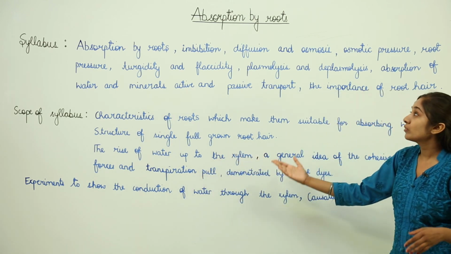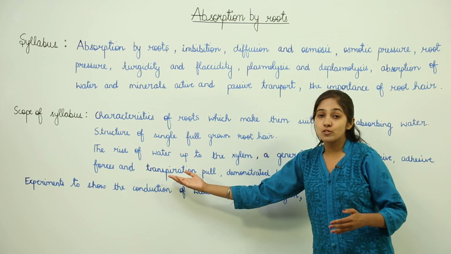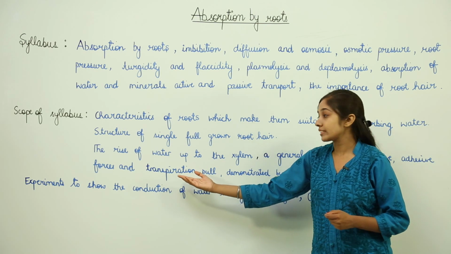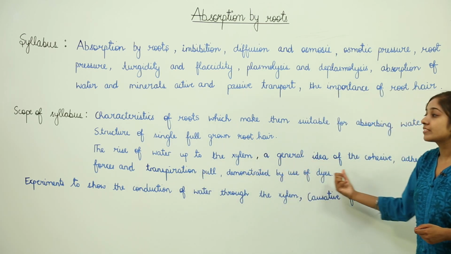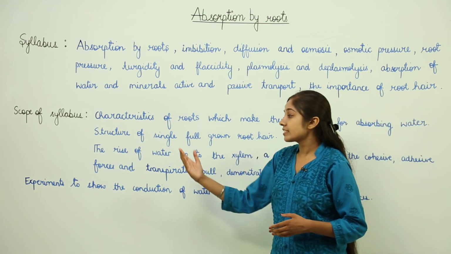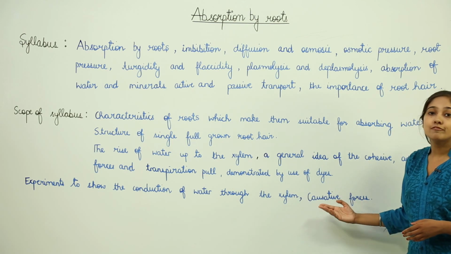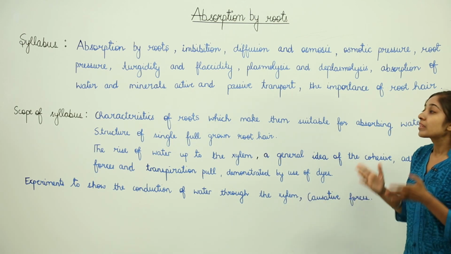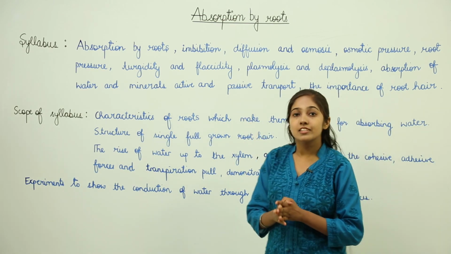And when we talk about the absorption by roots, this factor, that is transpiration, is very important to study, very important to discuss. And we will also demonstrate this by the use of dyes. And we will also discuss certain experiments to show the conduction of water through the xylem and the causative forces, right. So, this is what is in your syllabus that we will be discussing in this chapter.